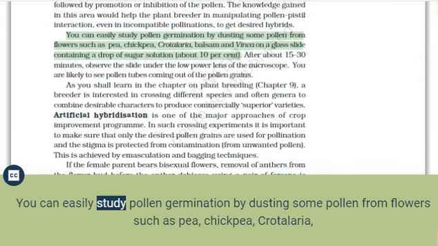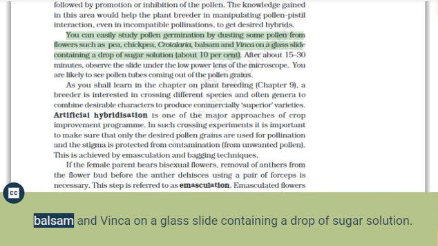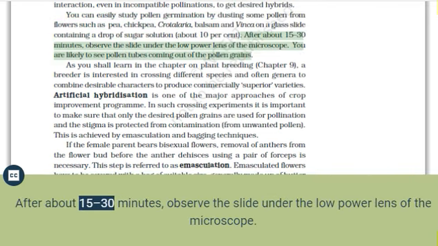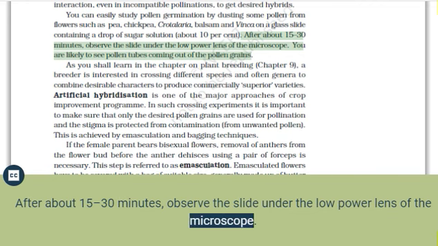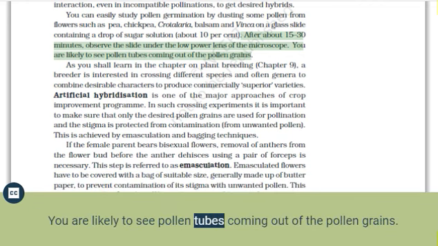You can easily study pollen germination by dusting some pollen from flowers such as pea, chickpea, crotalaria, balsam, and vinca on a glass slide containing a drop of sugar solution. After about 15 to 30 minutes, observe the slide under the low-power lens of the microscope. You are likely to see pollen tubes coming out of the pollen grains.